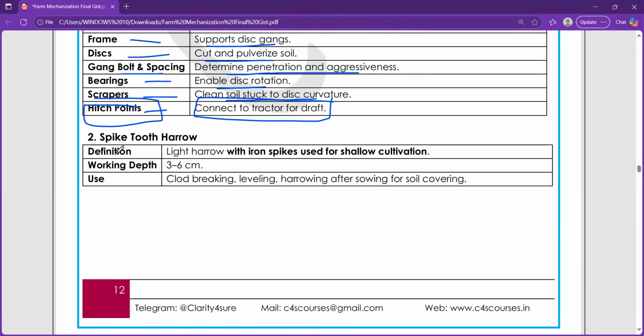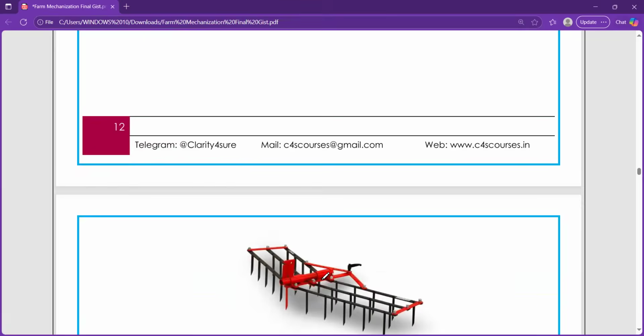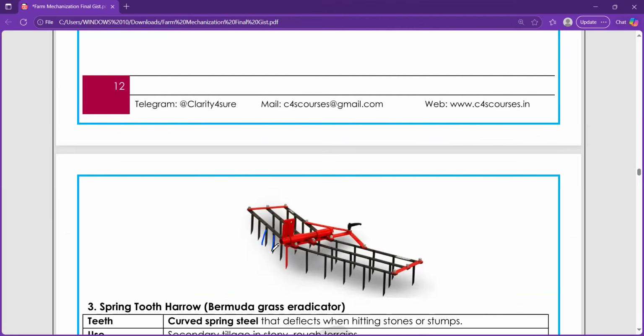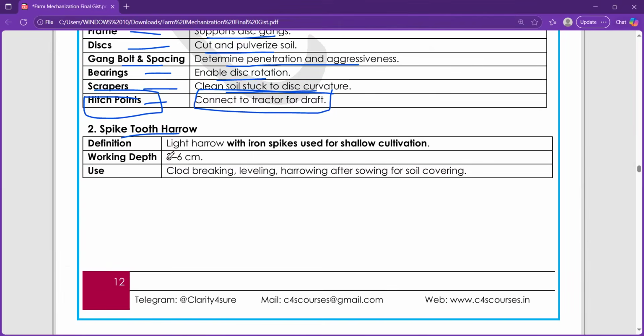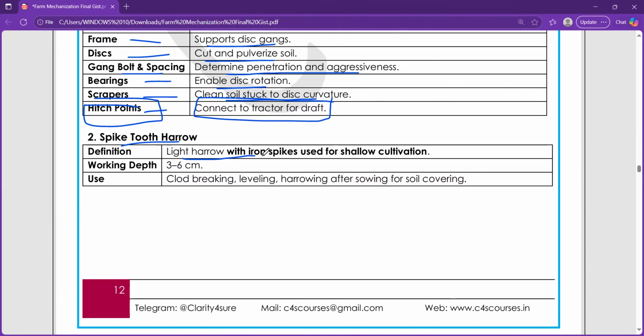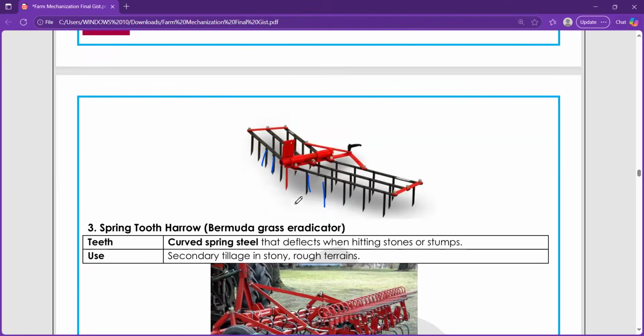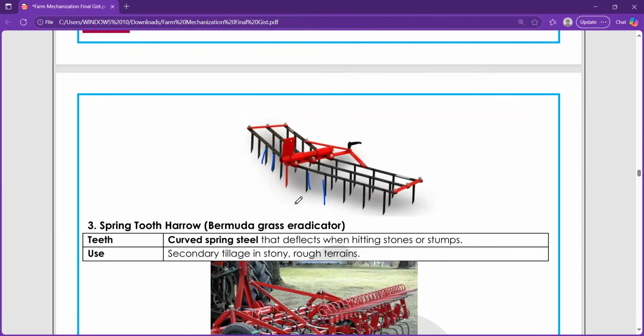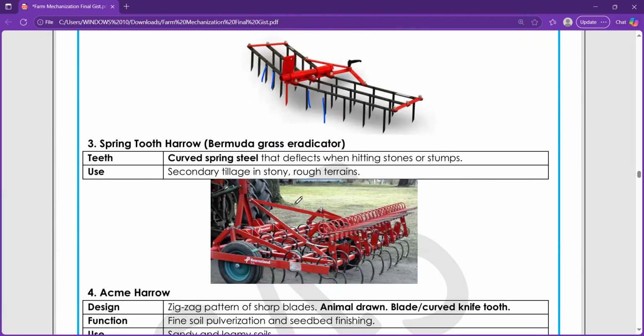Okay. Next we have spike tooth harrow. Let's see the image of how the spike tooth harrow looks. The spike tooth harrow is a light harrow with iron spikes used for shallow cultivation, and it is used for clod breaking, leveling, and harrowing after sowing for covering, so pulverizing.